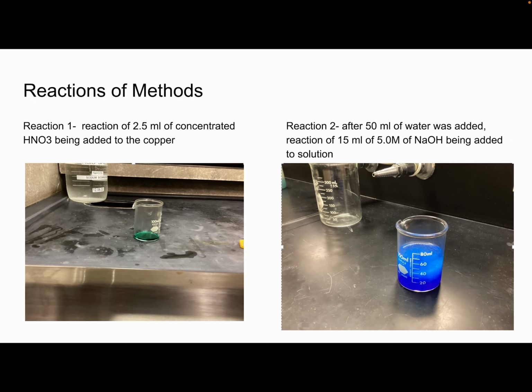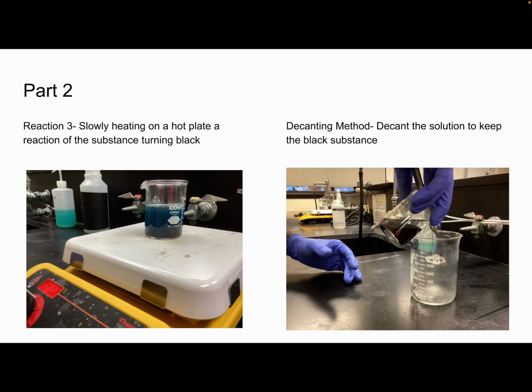Right here, we're adding 2.5 milliliters of concentrated HNO3 to the copper. Right here, you see the color change. In reaction 2, 50 milliliters of water was added to the reaction, and then we added NaOH to the solution. It turned blue.